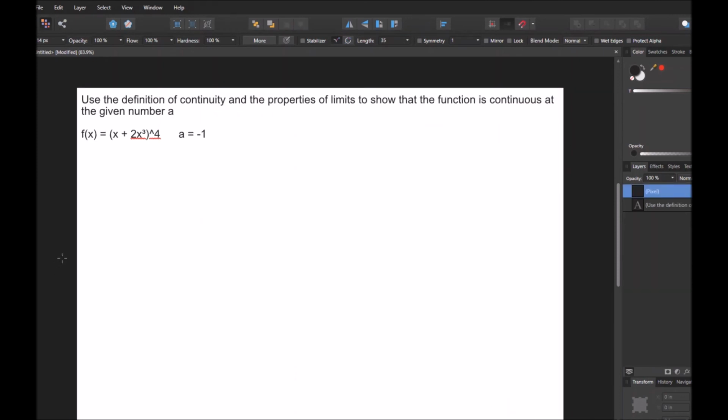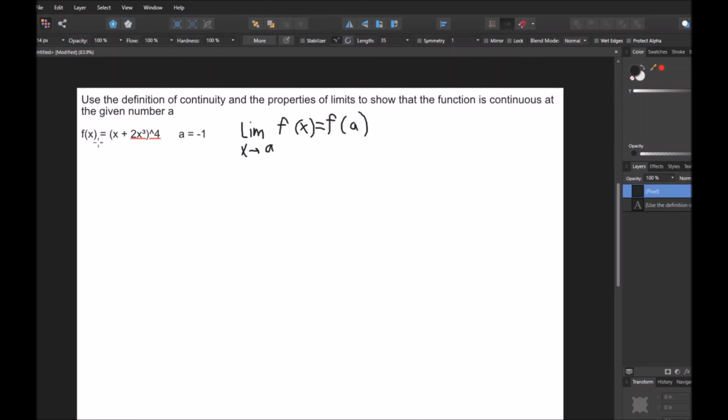So in this next question, we are asked to use the definition of continuity and the properties of limits to show that the function is continuous at the given number a. So remember, our definition of continuity is that the limit as x approaches a of f of x should equal f of a. That's how we prove that a function is continuous at a number a.